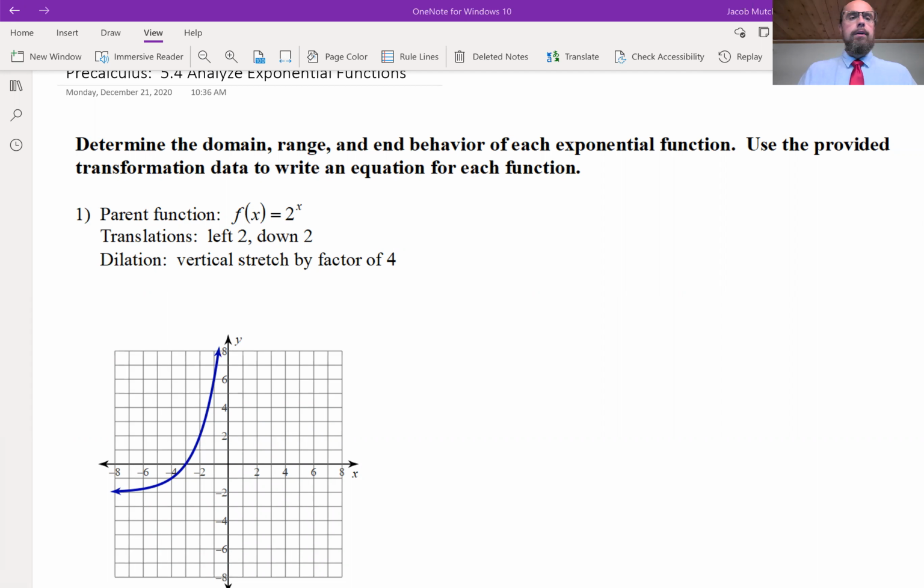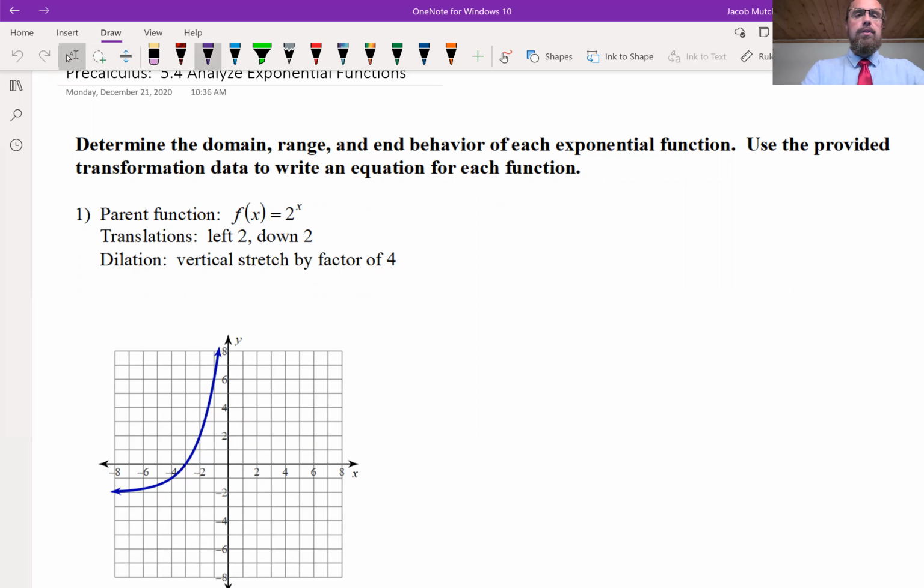So our goal here is to do really four things. I want to determine the domain, determine range, determine end behavior, and then the last thing is to write an equation for this graph. Let's start with the domain and the range. So one thing we've got to recall with domain is really what it's describing for the graph. Domain describes the x values of the graph.